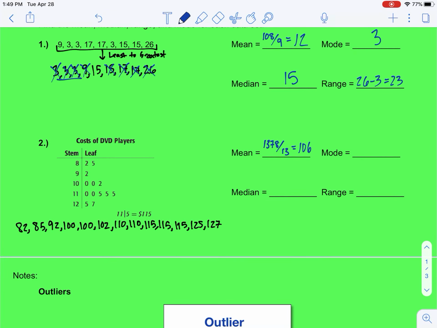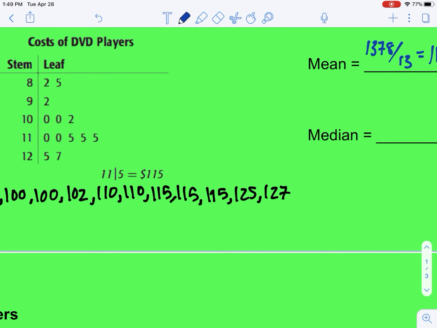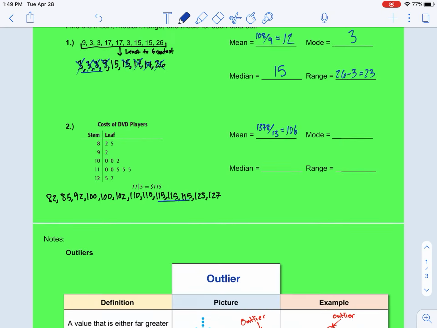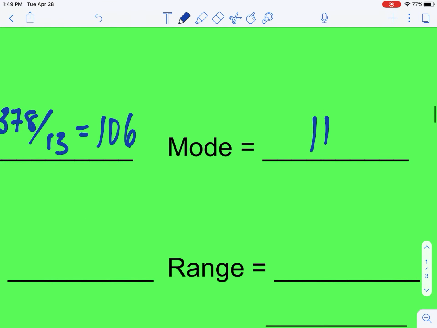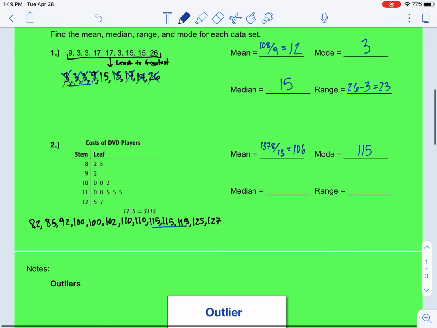Next, I'm going to find my mode. My mode is the number that appears the most. I do have a few 110s. I do have a few 100s, but I have 3 115s, so that number is going to be my mode because it appears the most.